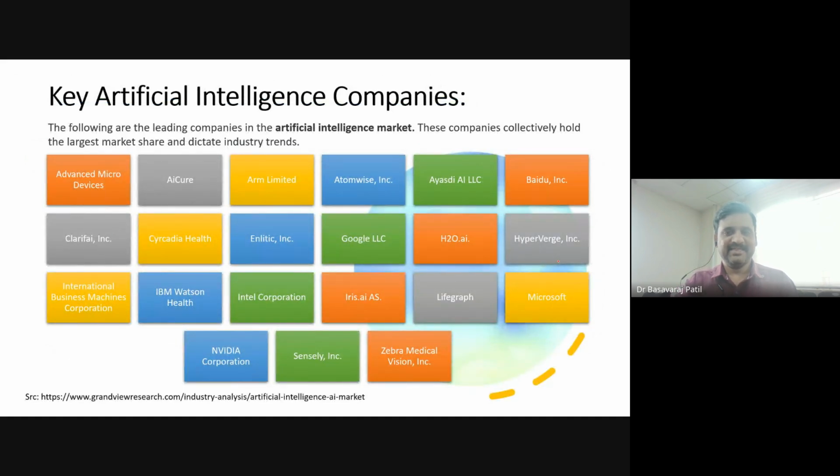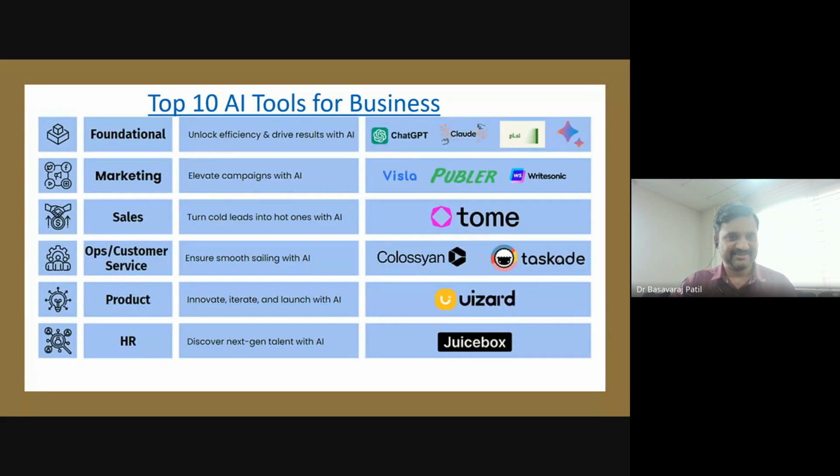Then the key areas and key role players, we can say, like the marketing industries where they are integrated. These are a few to name which are highly integrated and already working with AI-based technologies, like Google, IBM, Intel, LifeGraph, and Microsoft. These are a few to name which are already working and are the leaders in AI technology, the AI market in business.